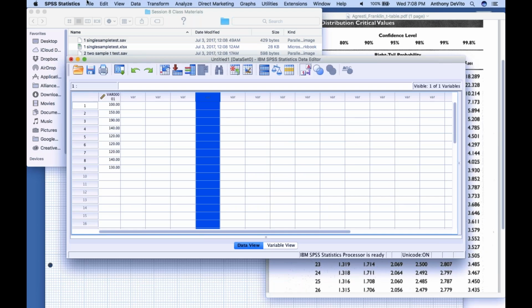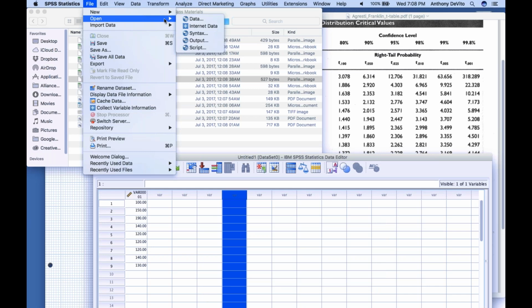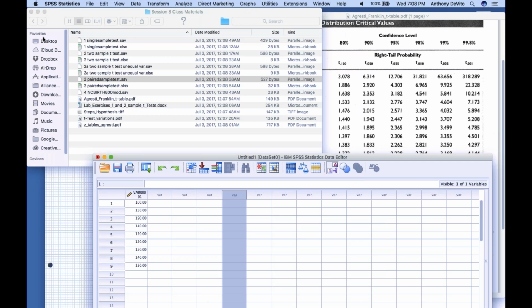Okay, so I'm going to say open. Actually, this may be one of the ones I want, but close this. No, I don't want to close that. Okay, open data. And I'm going to go for single sample t-test.